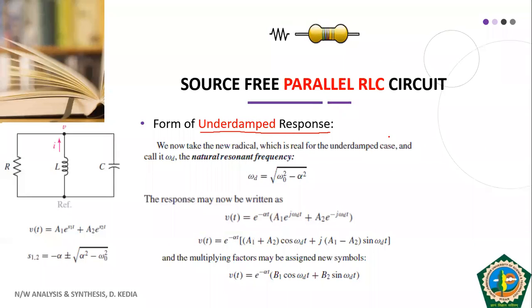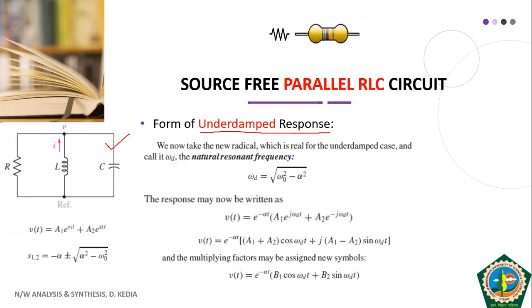Students, in an RLC circuit, your first job while analyzing the circuit will be to find out whether the circuit under consideration is overdamped, underdamped, or critically damped. After determining this, you will come to the equation. In case of an overdamped circuit, the equation we have already seen. Its solution was V is equal to A1 e raised to power S1t plus A2 e raised to power S2t. And in case of the underdamped response, the equation will be something different, and we will see that equation. So now let us see.